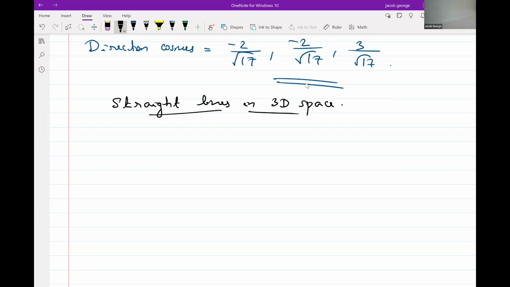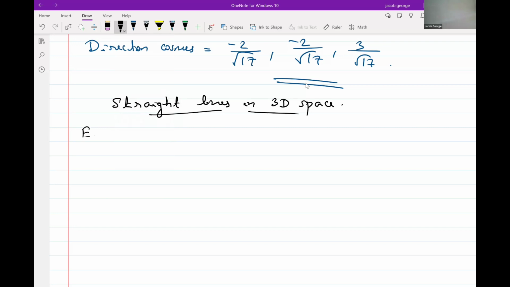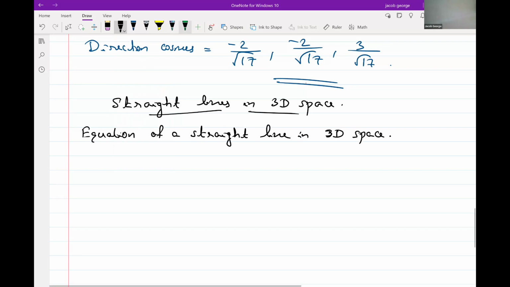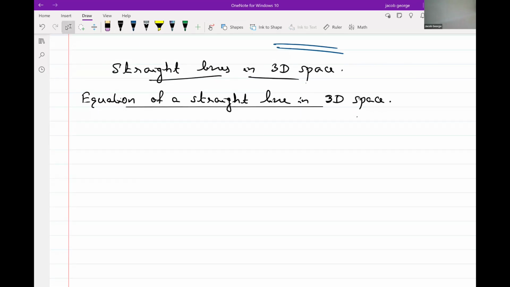So write the subheading: equation of a straight line in 3D space. Number 1, equation of a straight line passing through a point.